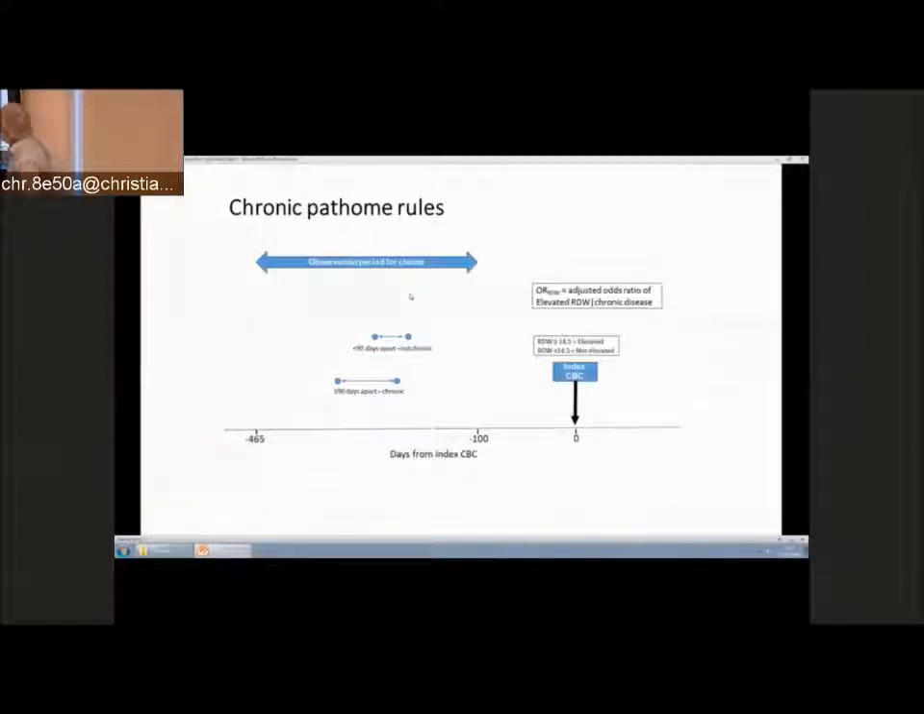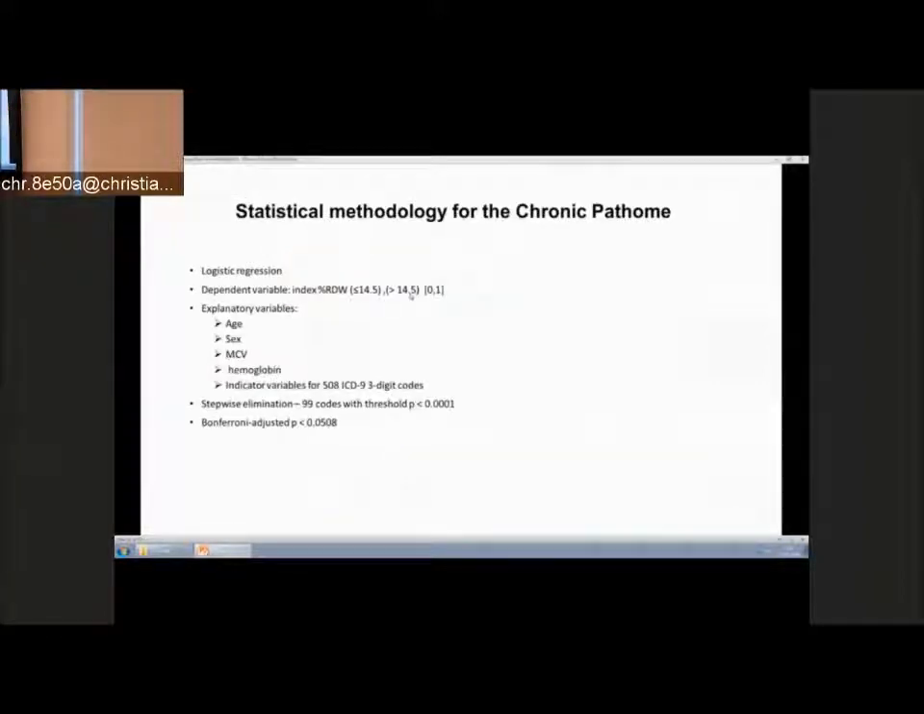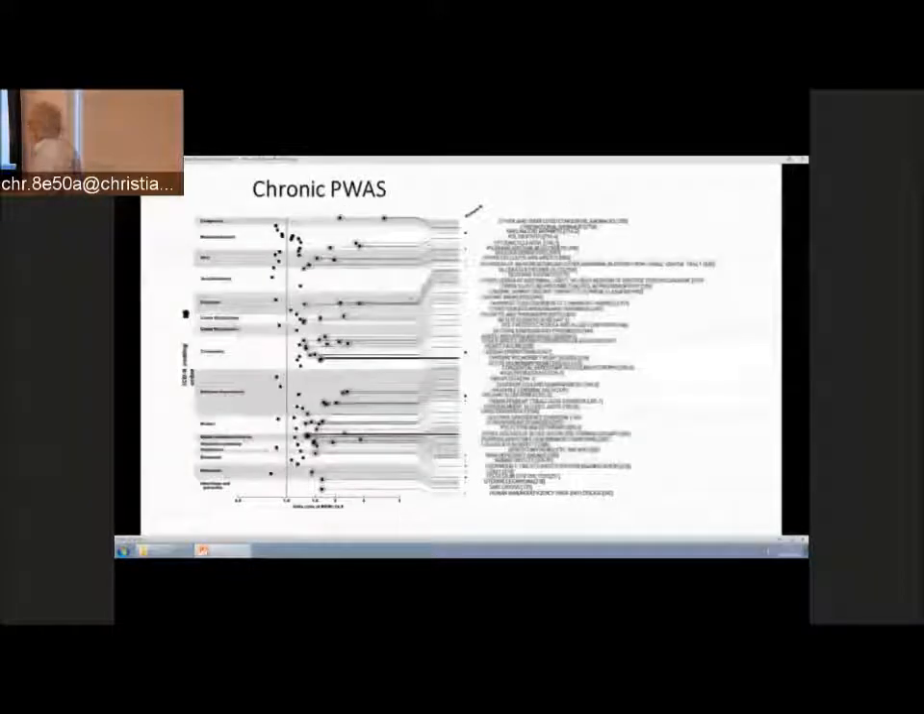And then we say, okay, you had it or not, and then we're going to pick this index CBC and ask, were you high or low, and then do stepwise logistic regression, putting in some explanatory variables, some other MCV and hemoglobin off of the same CBC, age, sex, and there's really almost no other patient identifying information. This is very anonymized, so the only thing we have is what their claims were. And then the stepwise elimination ends up with 99 codes with a Bonferroni adjusted p-value of about 0.05 if they show up at all. And there it is.